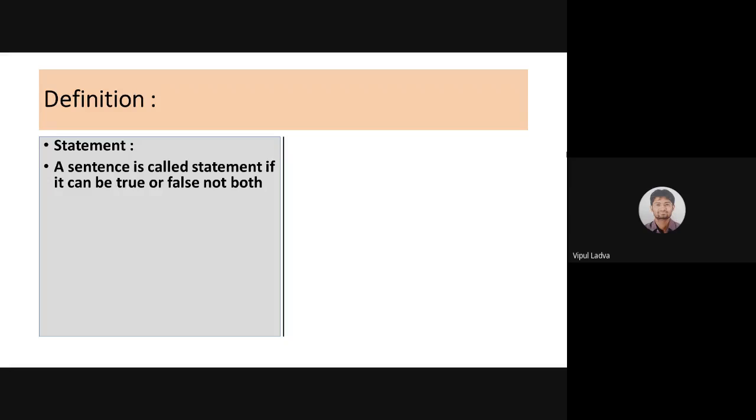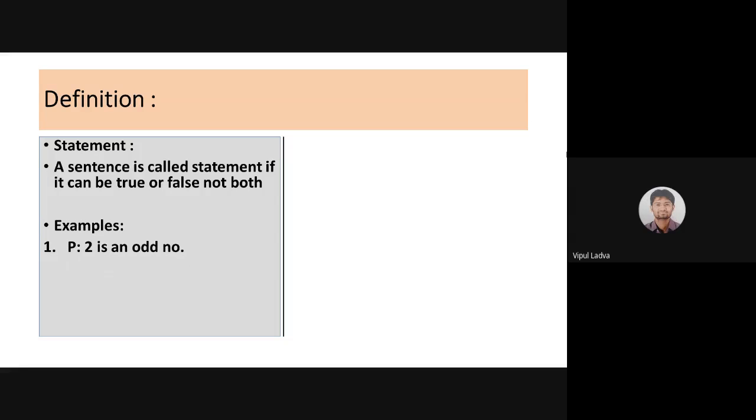So we will consider a sentence as a statement if it is either true or false. But if its value varies between true and false, then we will not consider that particular sentence as a statement. What I mean, let me give you some examples.